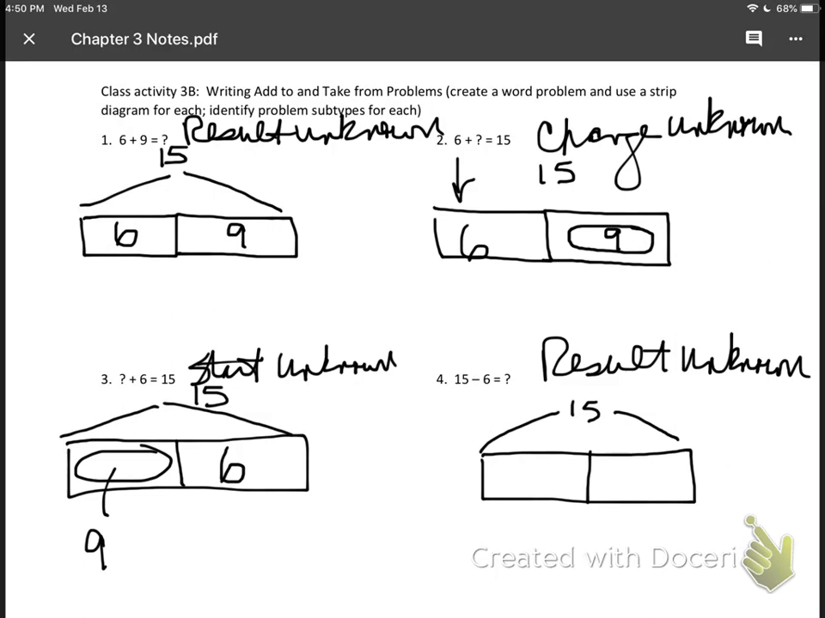Okay, we're taking away 6. So the question is, how much remains? So what remains will be the 9. Okay, we have 2 more problems on the next page.